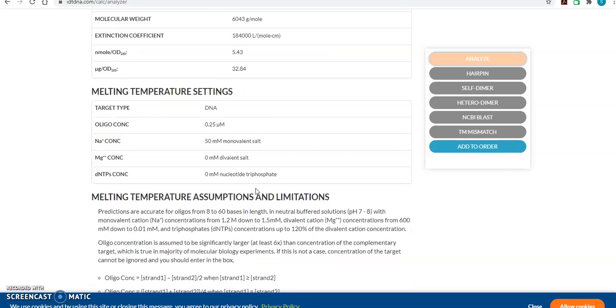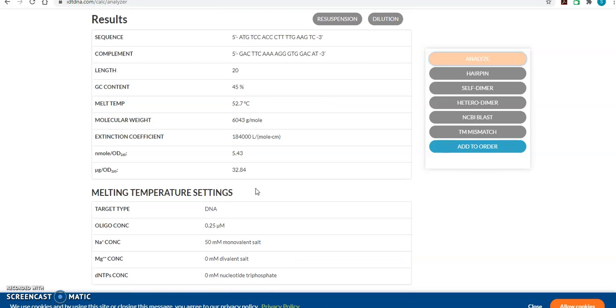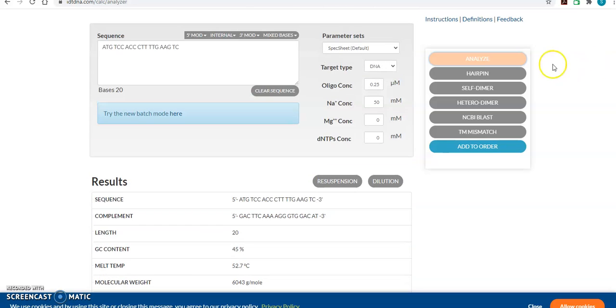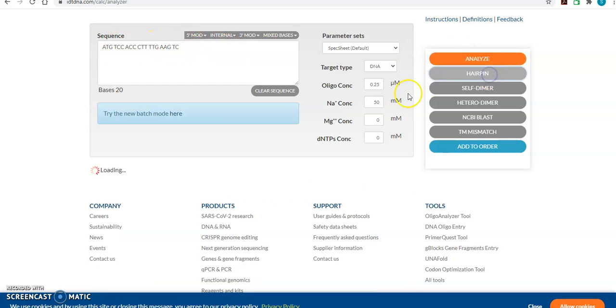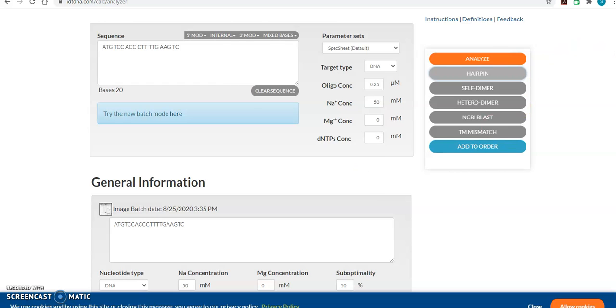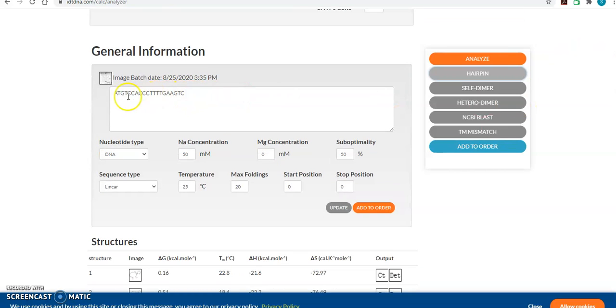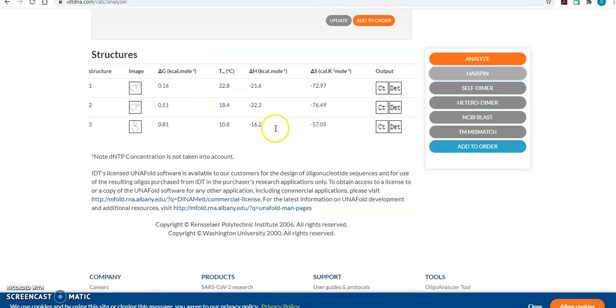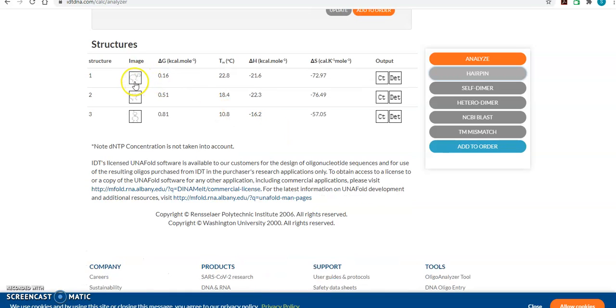There is other information and other important analyses you can do. The most important part is the melting temperature. They will calculate that for you. And then here, more options. Hairpin structure: the possible hairpin structures that can form within this primer sequence. If you click on it, it's going to show you what those are. There you go. So these are the possible hairpin structures that it can form.